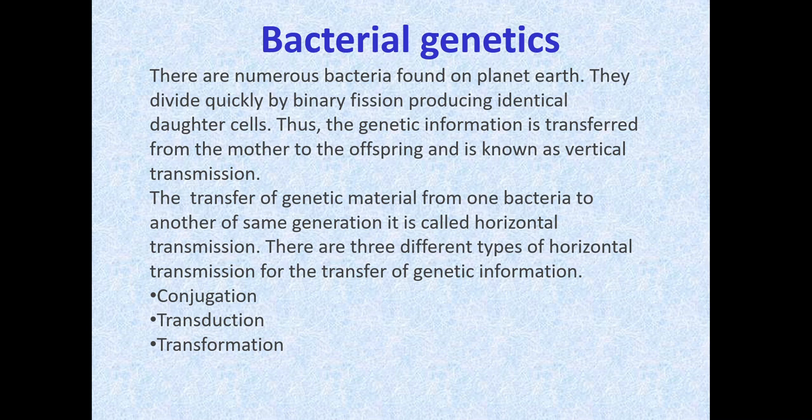When we talk about horizontal transmission, here the genetic material is transferred from one bacterium to another of the same generation. When the genetic material is transferred from one bacterium to another of the same generation, then three modes of transmission occur, and they are categorized as conjugation, transduction, and transformation. These are examples of horizontal transmission.